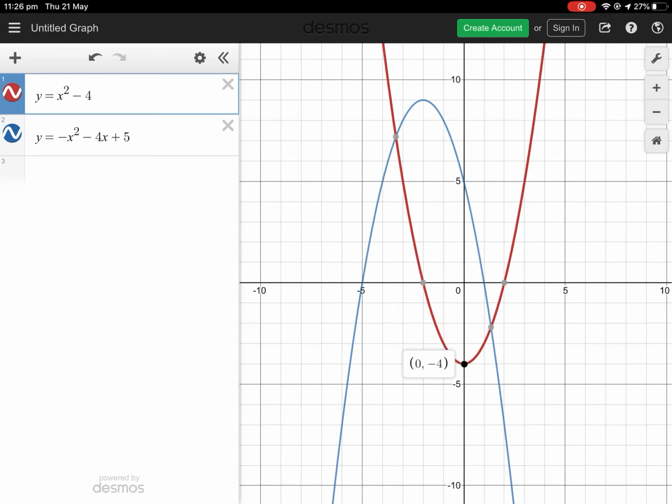Now, at this level of maths, I'm pretty sure all you have to do is just be able to read off the graph where the turning point is. You don't have to put any numbers into any formula and try and figure it out that way.